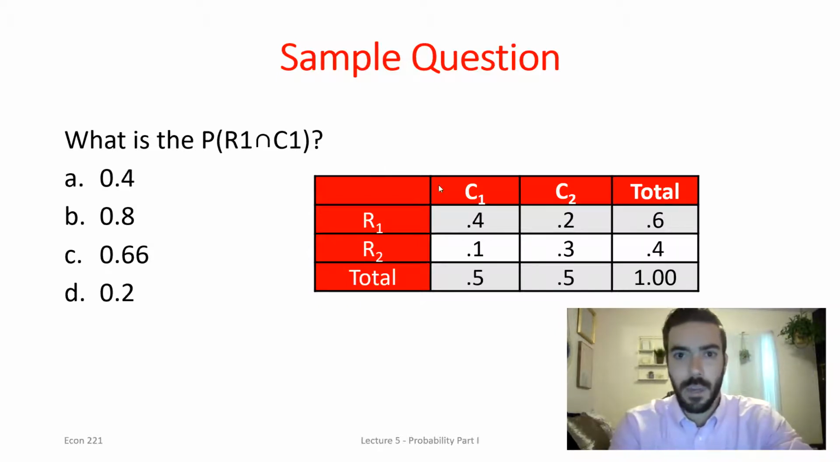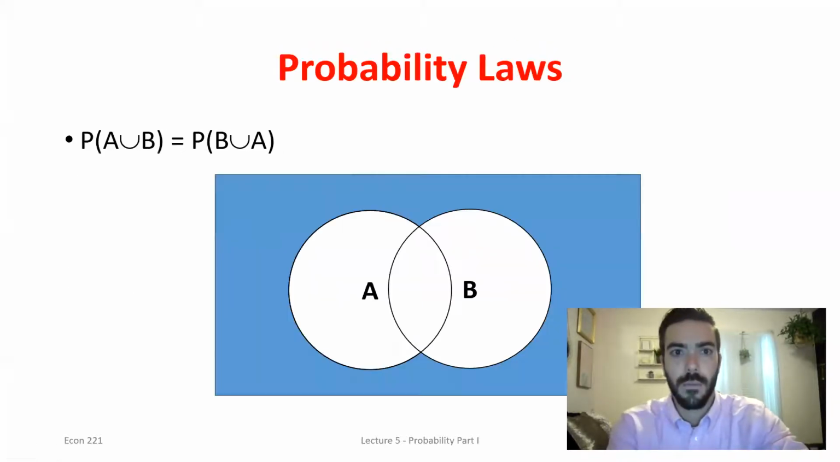So that could be a sample question you see, just starting to think about how do I grab these intersections from this contingency table, okay? Okay, so we will get to it today. I forgot what order I had.